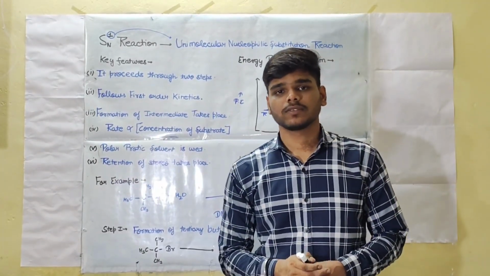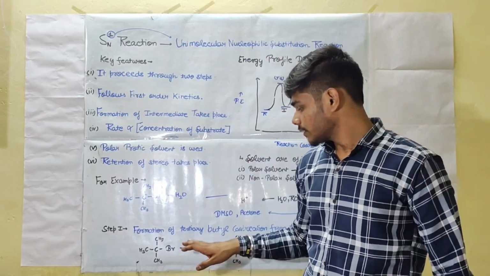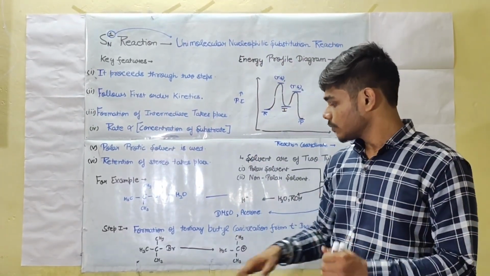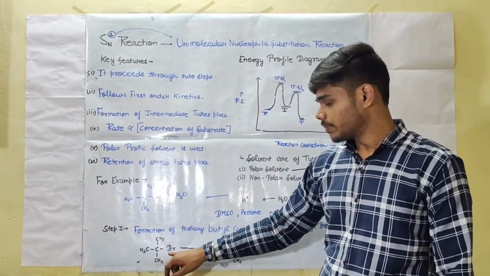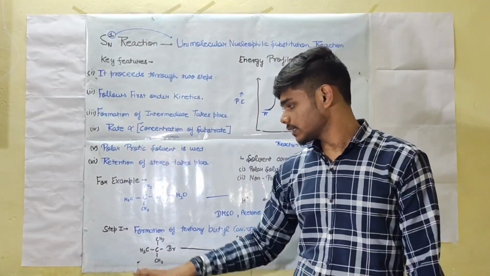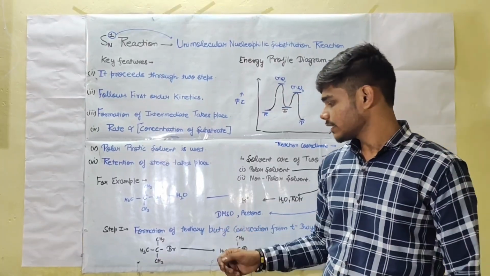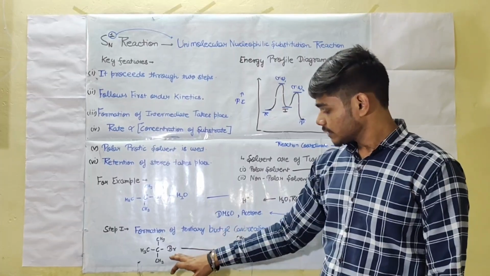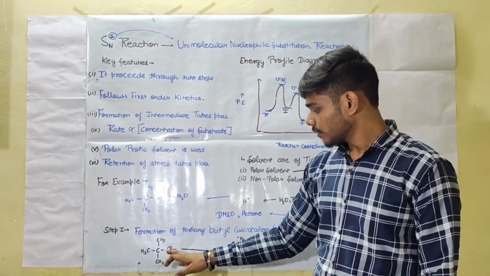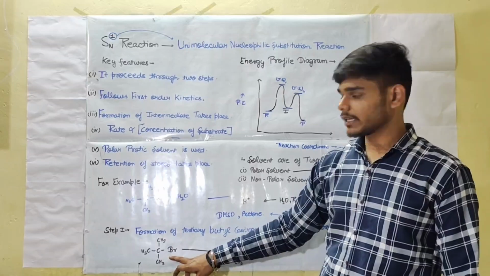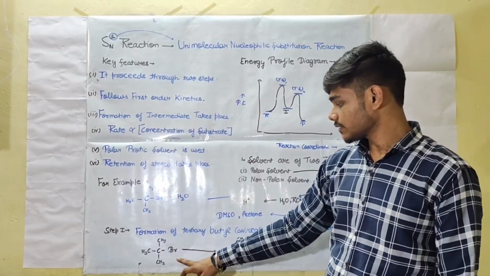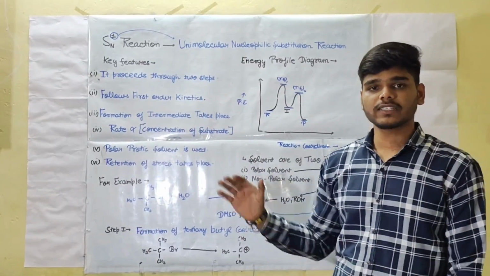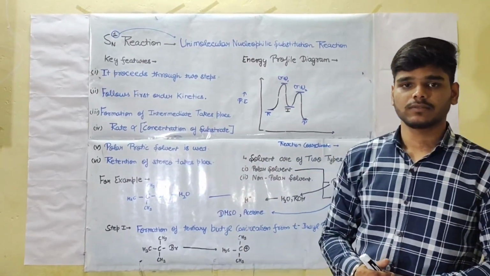Retention of stereochemistry in the SN1 reaction is due to the attack of the nucleophile in the second step from the position on the side where Br is lost in this example. So we say that the addition of nucleophile OH minus takes place from the side where Br is leaving. So that is the retention of stereochemistry in the SN1 reaction. That is all about the SN1 reaction.